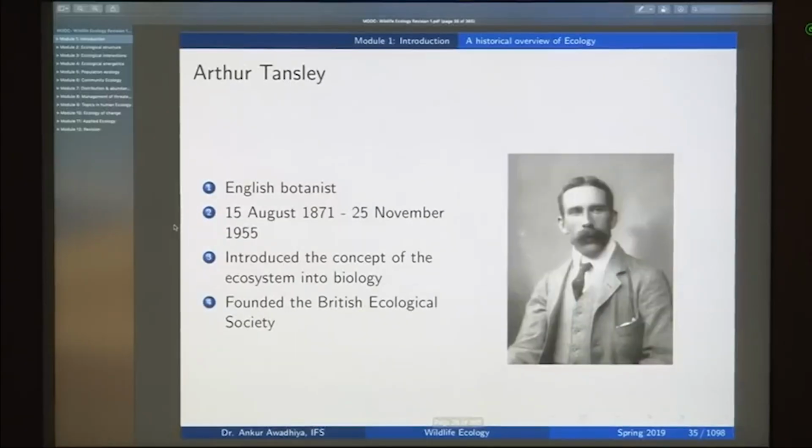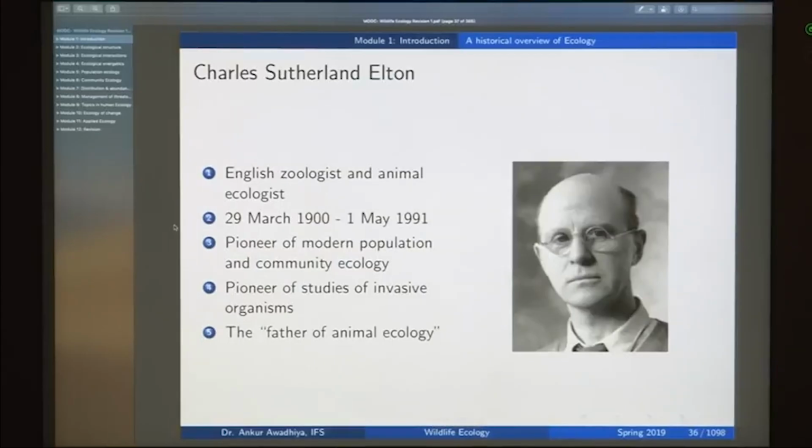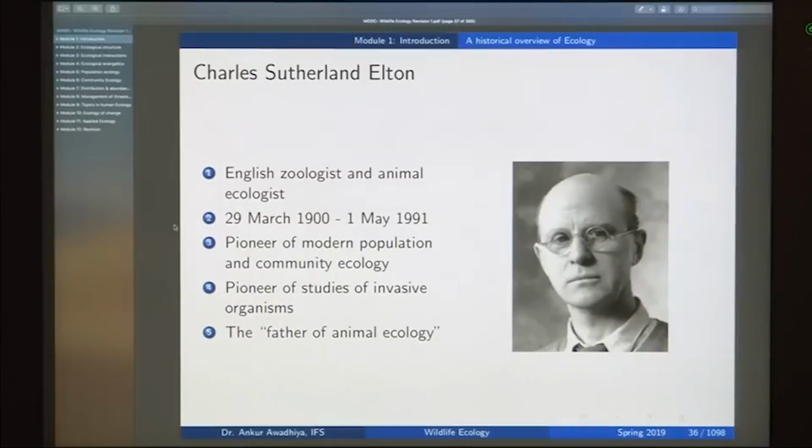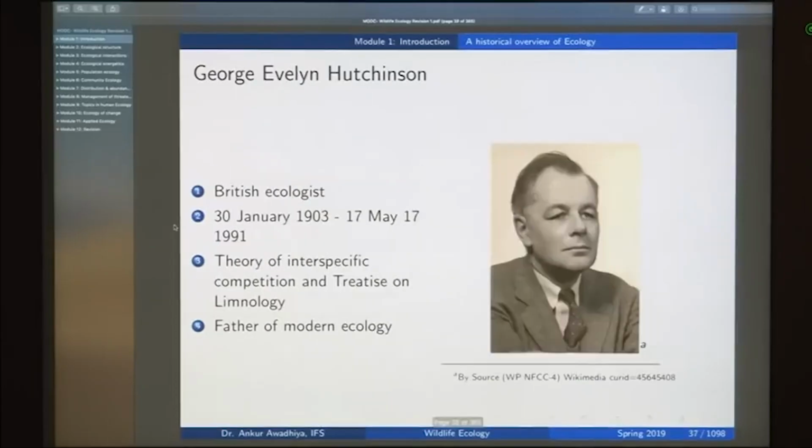Then we have Arthur Tansley, who founded the British Ecological Society, and Charles Elton, who is called the father of animal ecology and is also a pioneer of the study of invasive organisms. We looked at a number of invasive organisms throughout this course, the most important of which are lantana, which we have in our country, and things like mussels that move when you are transporting ships from one place to another. So, they move along with the ballast water, that we have seen in detail in the case of biogeography.